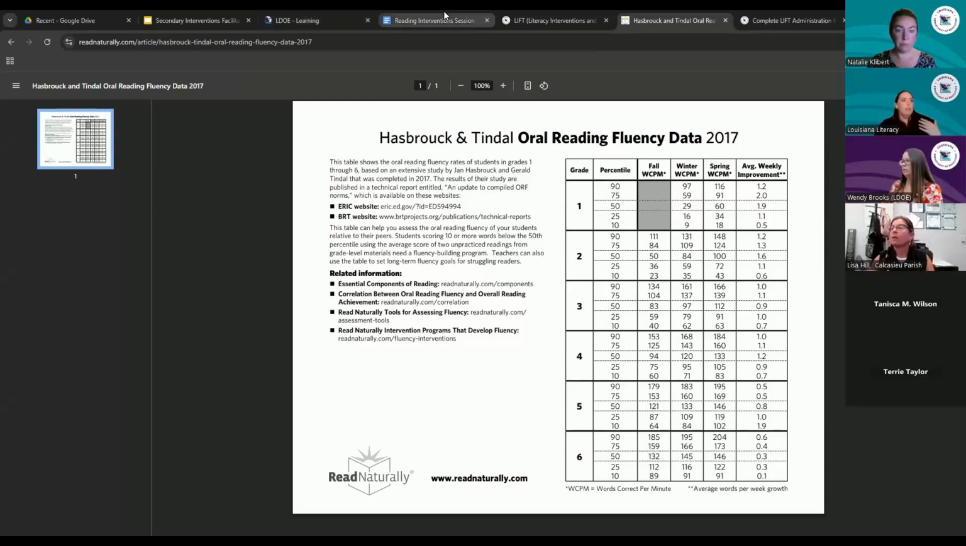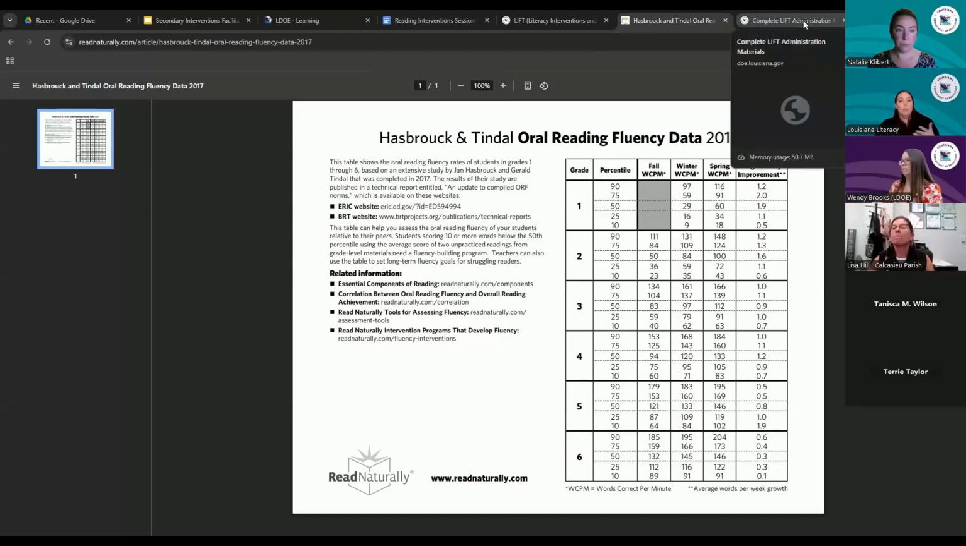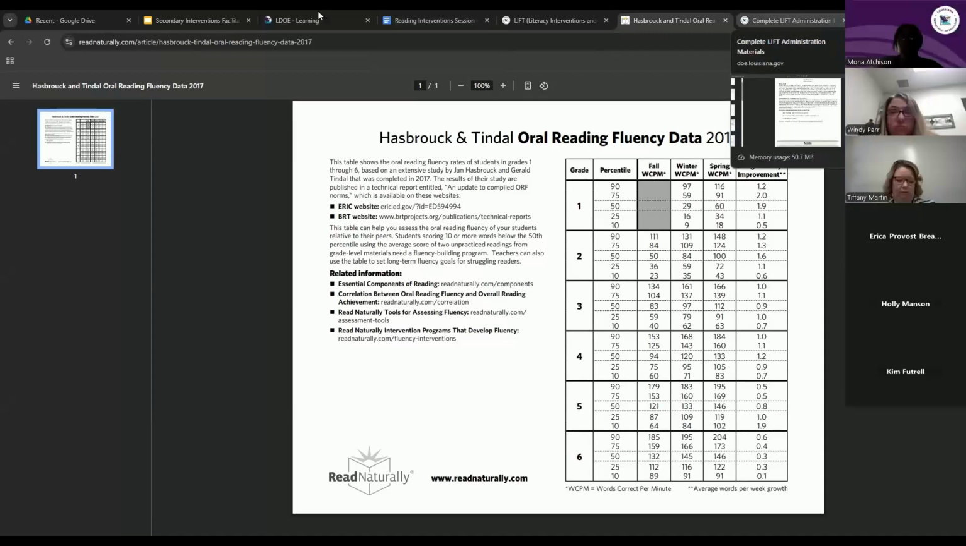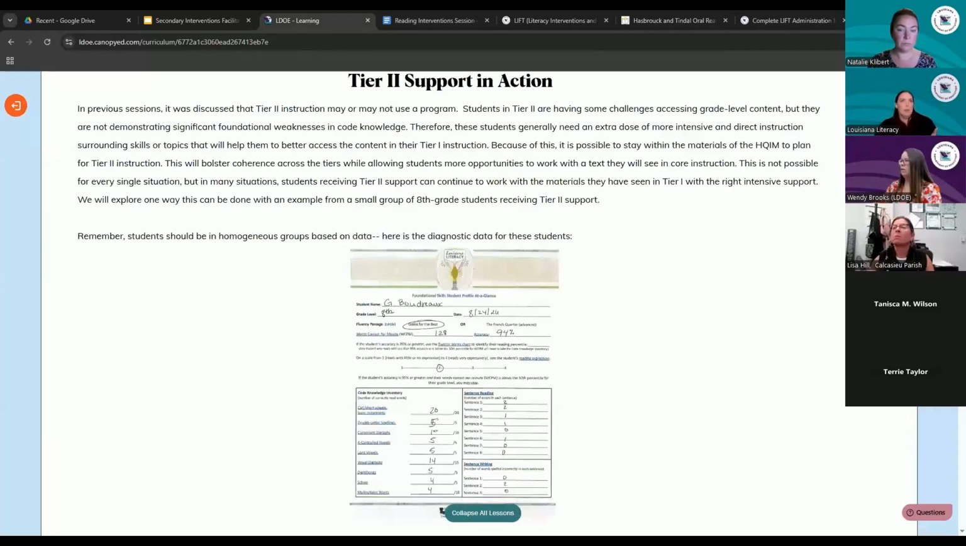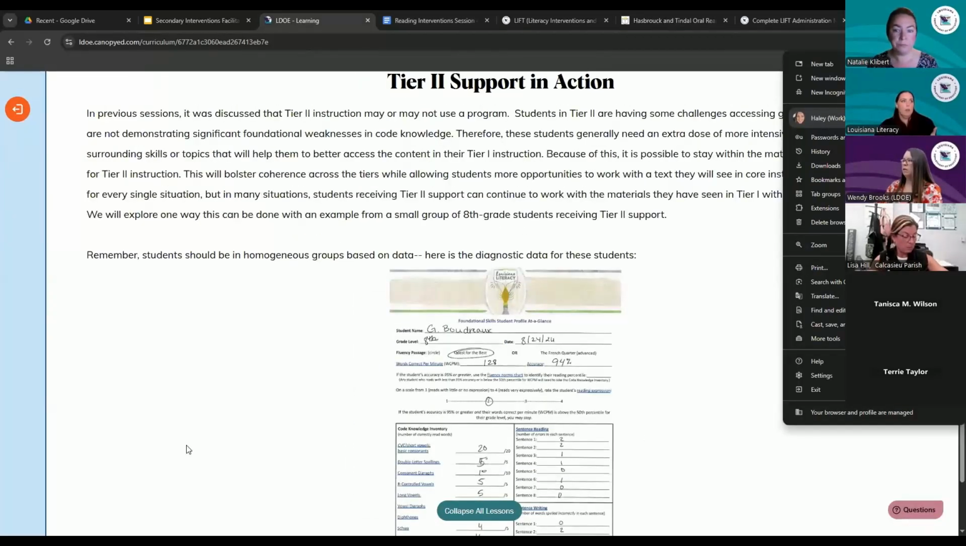And then from there, if they're scoring below that 50th percentile, we would give them the code knowledge inventory, which is where we see what the potential foundational gaps they may be having are. So if we look over here, and I'm going to make this a little bit bigger for you guys, if I can. There we go.